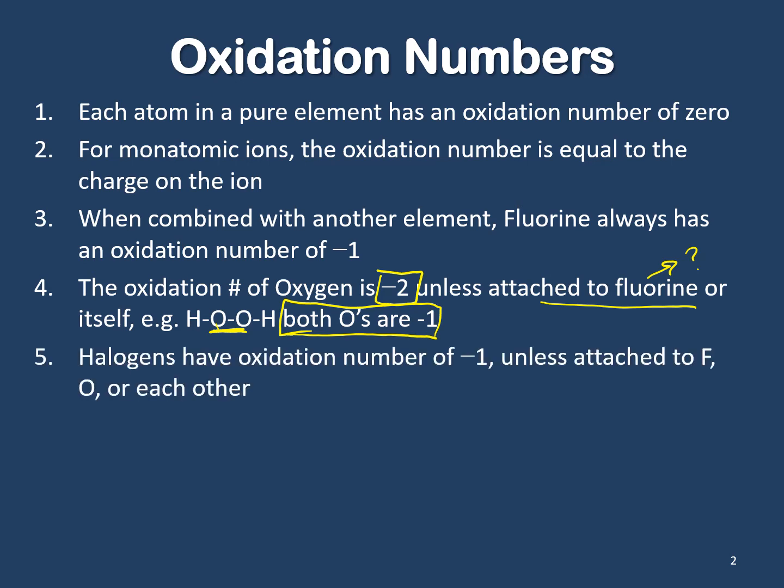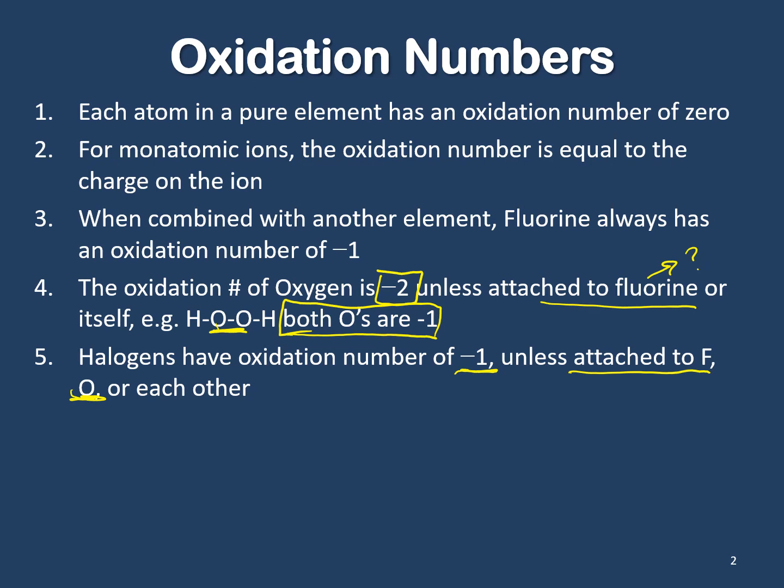Halogens other than fluorine, chlorine, bromine, iodine, these guys most of the time have -1 oxidation numbers, but there's a lot of instances where they don't, and we'd have to figure out what their oxidation number is. And that's basically primarily when it's attached to an F atom or an oxygen atom.